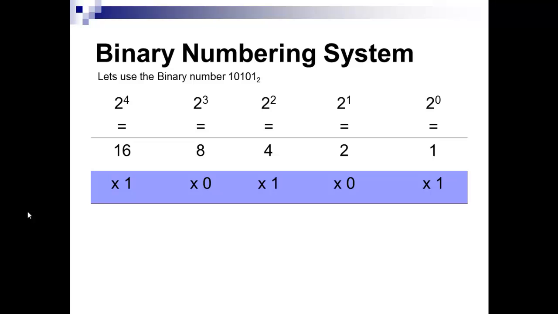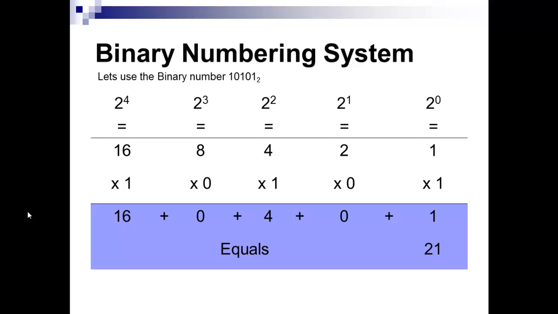Now you could do the 0s as well, but since you're adding them up when you convert them, there's no reason to. I show them here, but you don't really need to do the ones that have 0s. So we really could have left out this 0 right here and this 0 right here. We could have just had the 16 plus 4 plus 1 and been done with it, equals 21, and that's all we really needed to do. So the binary number 10101 equals 21 in decimal.